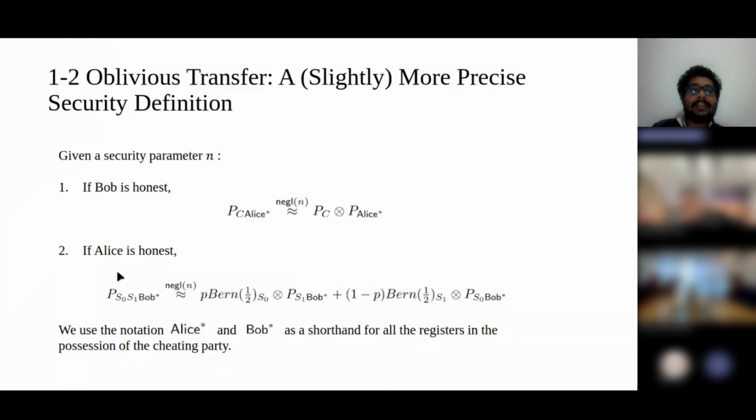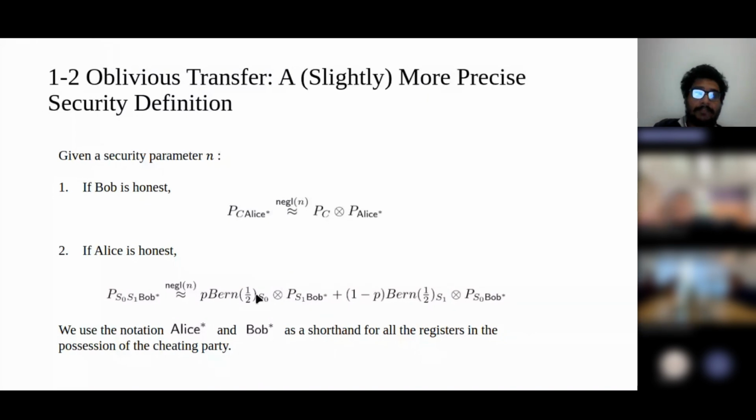So this condition is saying that, if Bob is the cheating party, let us consider the joint distribution between Alice's two bits S0, S1, and whatever the cheating Bob star holds. This distribution should be decomposable into a convex combination of two other distributions. So let us look at the first distribution. In the first distribution, notice that the first bit S0 is completely independent, and maybe S1 is correlated to Bob star. We don't really care.